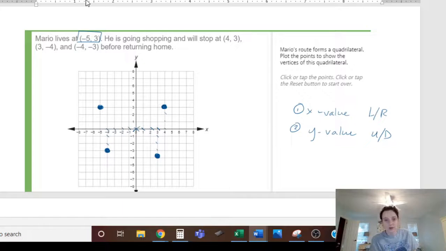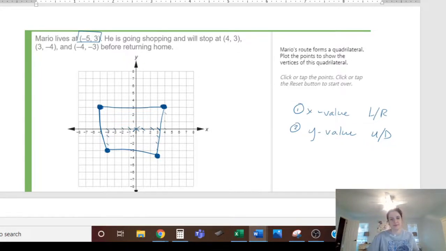Okay. So, I don't know if it will want you to, but you could connect the dots. First you went to this store, then this store, then this store, then back home. So this is a quadrilateral because it has 4 sides and 4 vertices. Vertices are just where all of the sides intersect.